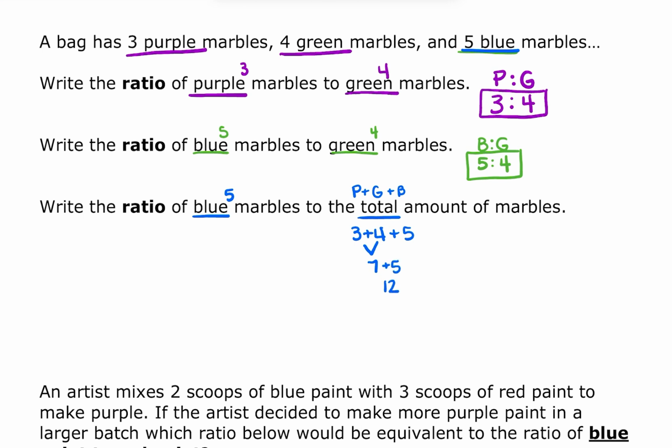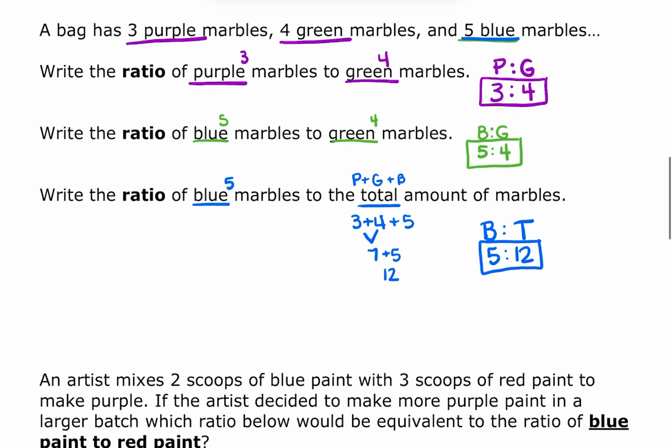So my ratio is blue to the total. I had 5 blue, 12 total, so that would be my ratio. And it's that easy. You just have to make sure you put them in the right order and you actually pay attention to what it's asking.